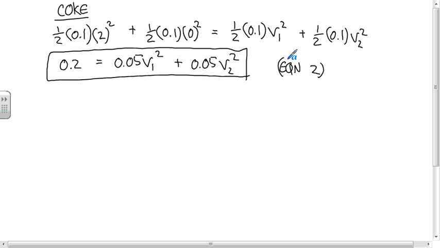Okay, so let's take a couple minutes and see if you can work through this substitution. You're going to take that equation 1b and substitute it into equation 2.